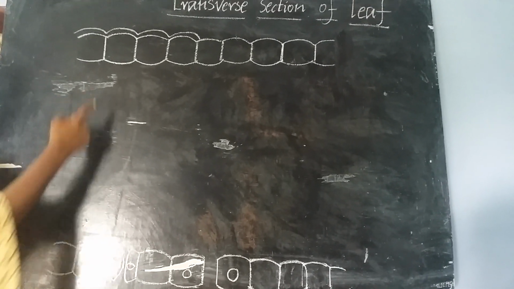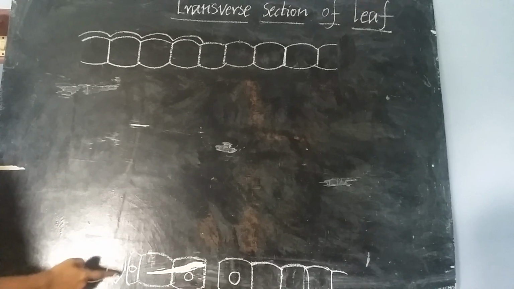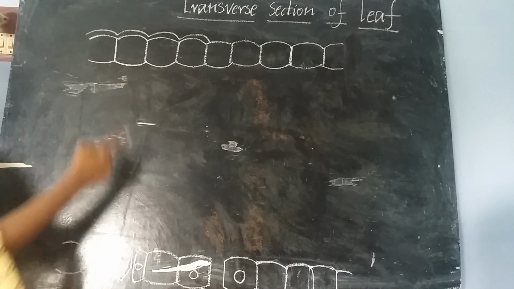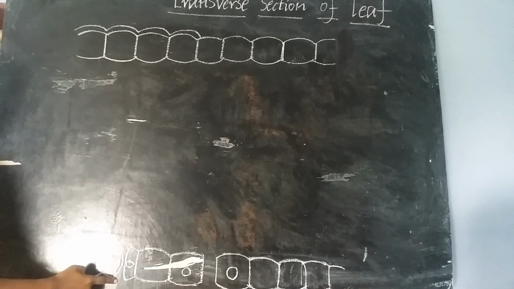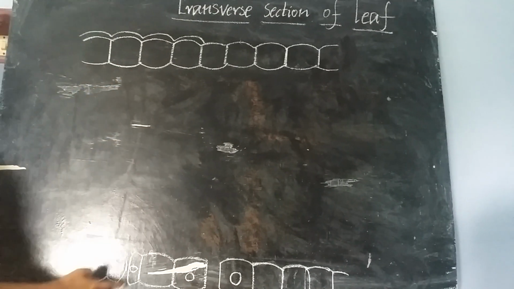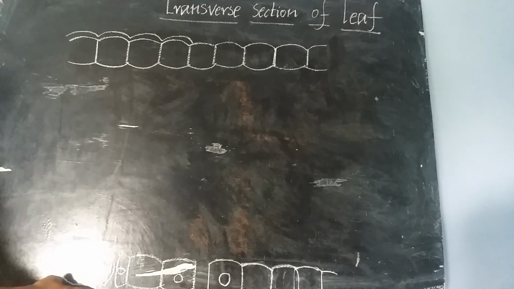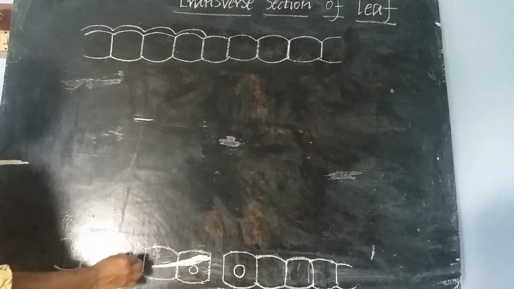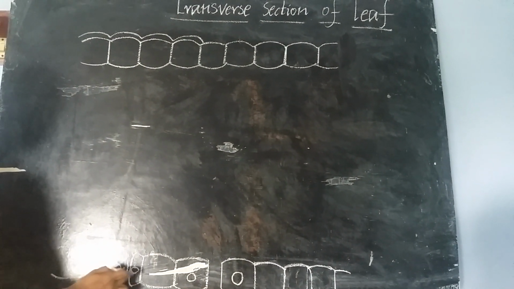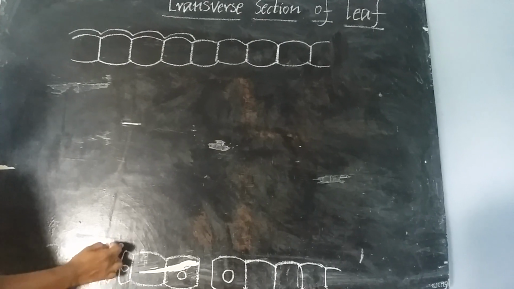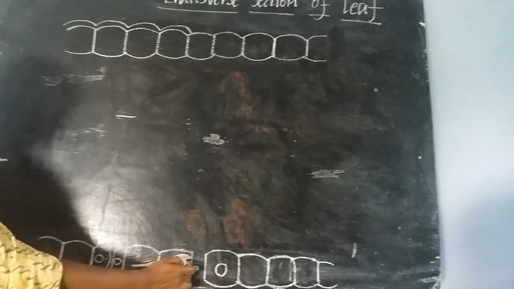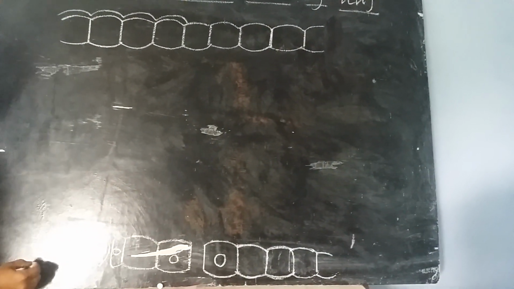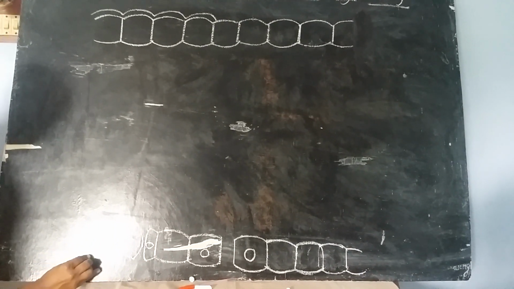Here if you observe, we may find a little difference between upper epidermis and lower epidermis. The lower epidermis contains guard cells, a stomata with guard cells. These two are guard cells, and in the middle we have the stomata. Here also we have to follow the same cuticle.